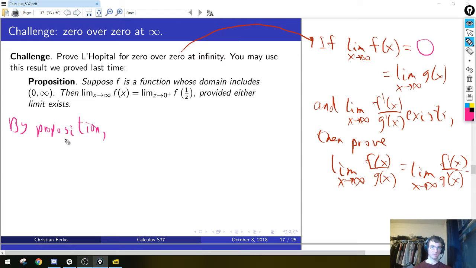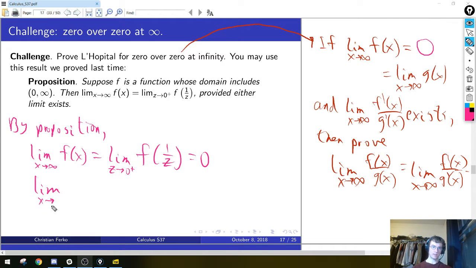We are told in the proposition that the limit of f of x as x goes to infinity is equal to the limit of f of 1 over z as z goes to 0, and all of these equal 0. So that's true. And then we have the same for g. The limit of g of x is the limit as z goes to 0 from above of g of 1 over z. That's 0. Okay, so we know that.